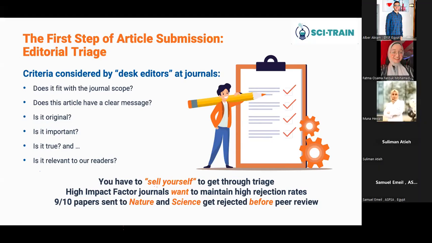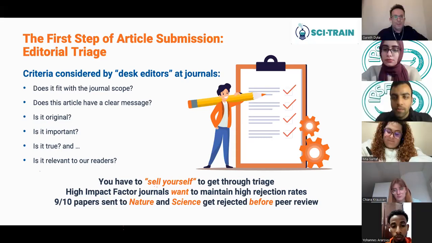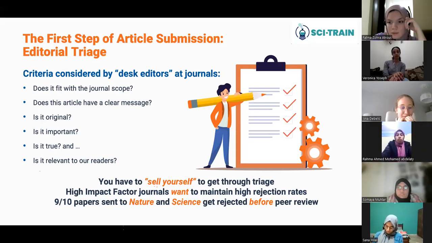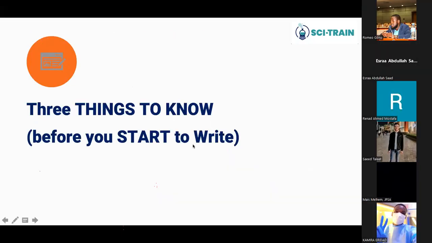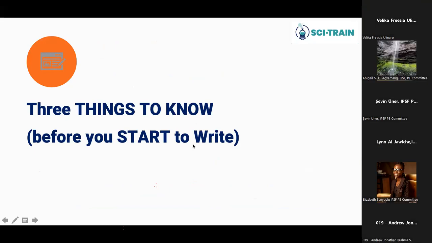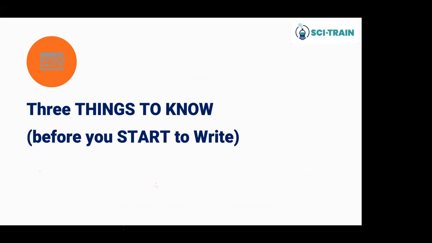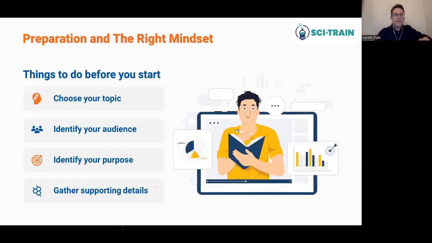Thank you so much. The first step of article submission, editorial triage, as we call it, the criteria considered by desk editors at journals. So let's think about what you need to know, things to think about before you start to write your next academic paper. 3 things to know before you start to write as you begin the publication planning process.